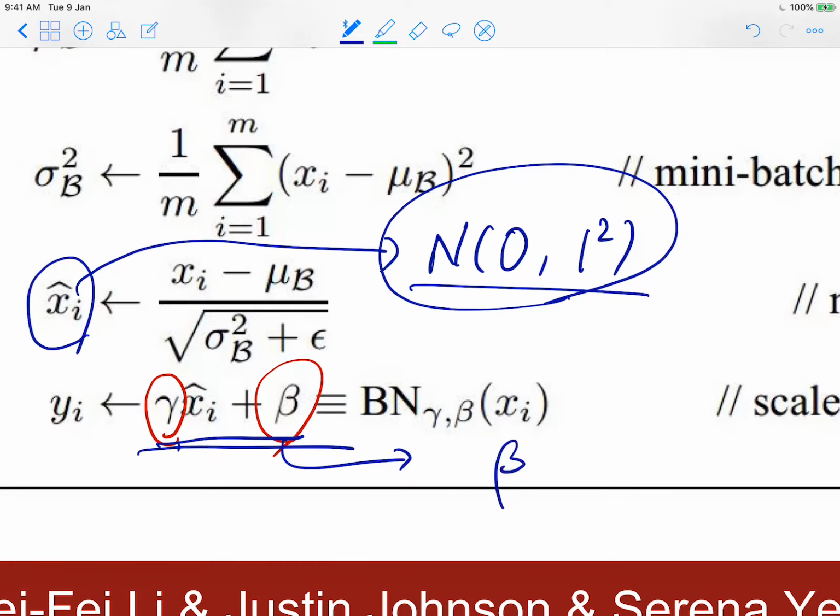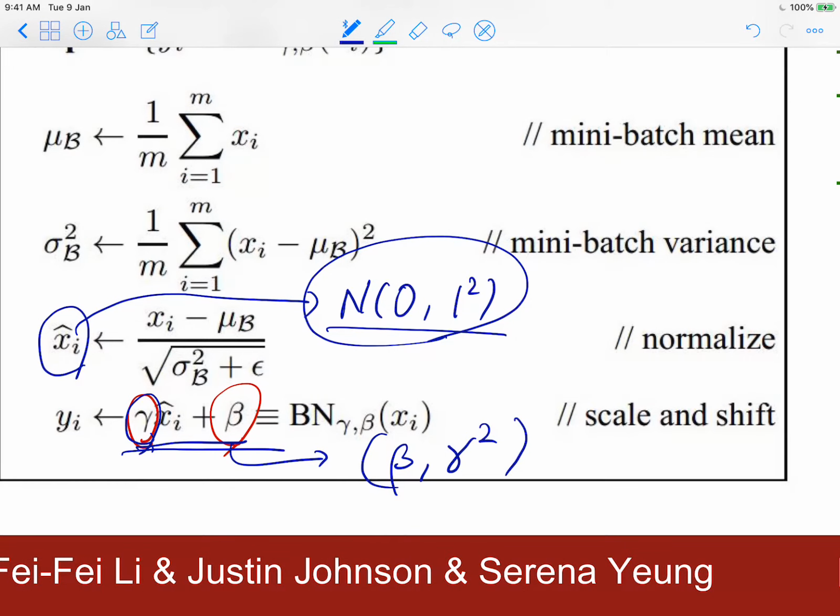So the mean will be beta and the variance will be gamma squared, right? Because we scaled by gamma and then shifted by beta, right? So gamma and beta are our trainable parameters, okay? So they will be updated based on gradient descent, okay? So we will find those values as optimal values through our gradient descent.